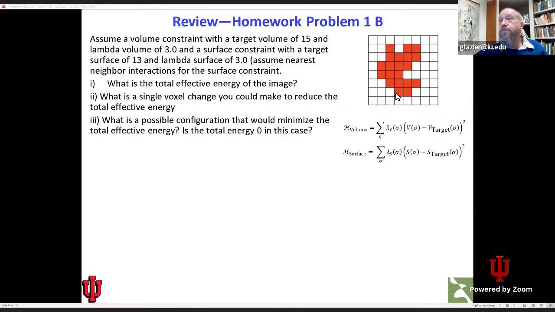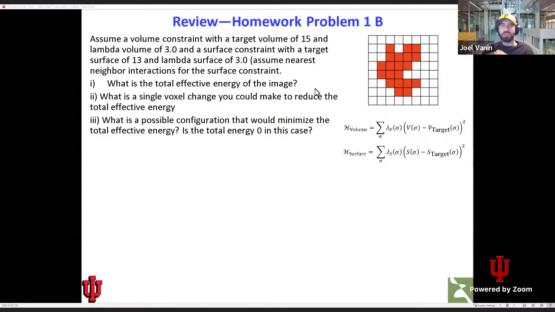So does anybody have, what did somebody get for the total effective energy of the image? Somebody volunteer. This one was a little bit tricky at the beginning. I got it wrong at first because I was assuming that the surface was also done by the number of voxels, but then I read the material again and I saw that it's actually the perimeter voxels. So I got 15 for the perimeter. I can share my screen if that's okay with you. Sure.